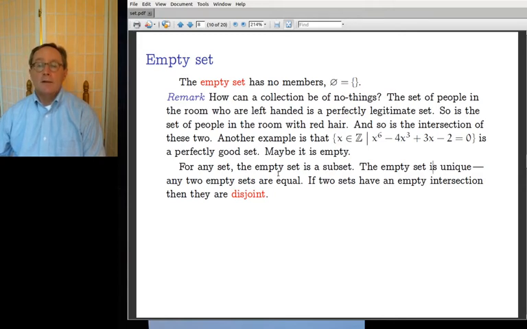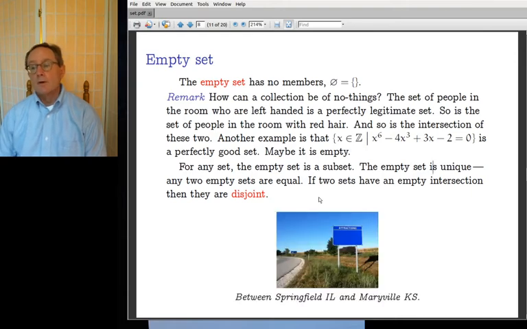For any set, the empty set is a subset. Furthermore, the empty set is unique. If I have an empty set and you have an empty set, the two of them are equal because they contain the same members, namely no members. If two sets have an empty intersection, we call the two sets disjoint. So just a vocabulary word, but disjoint, meaning they have no overlap. So here's a picture I found on the internet. The attractions between Springfield, Illinois and Maryville, Kansas, apparently is the empty set of roadside attractions.